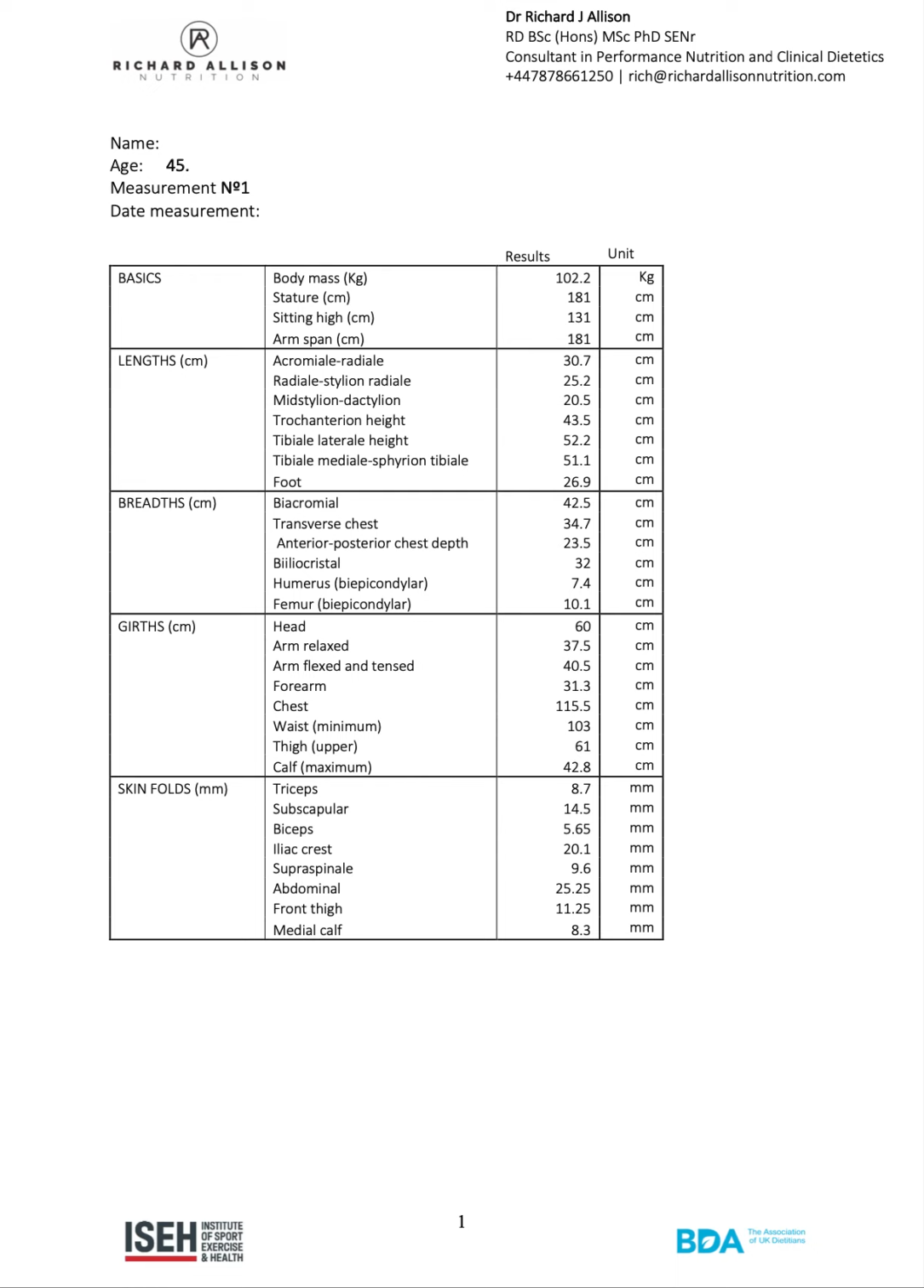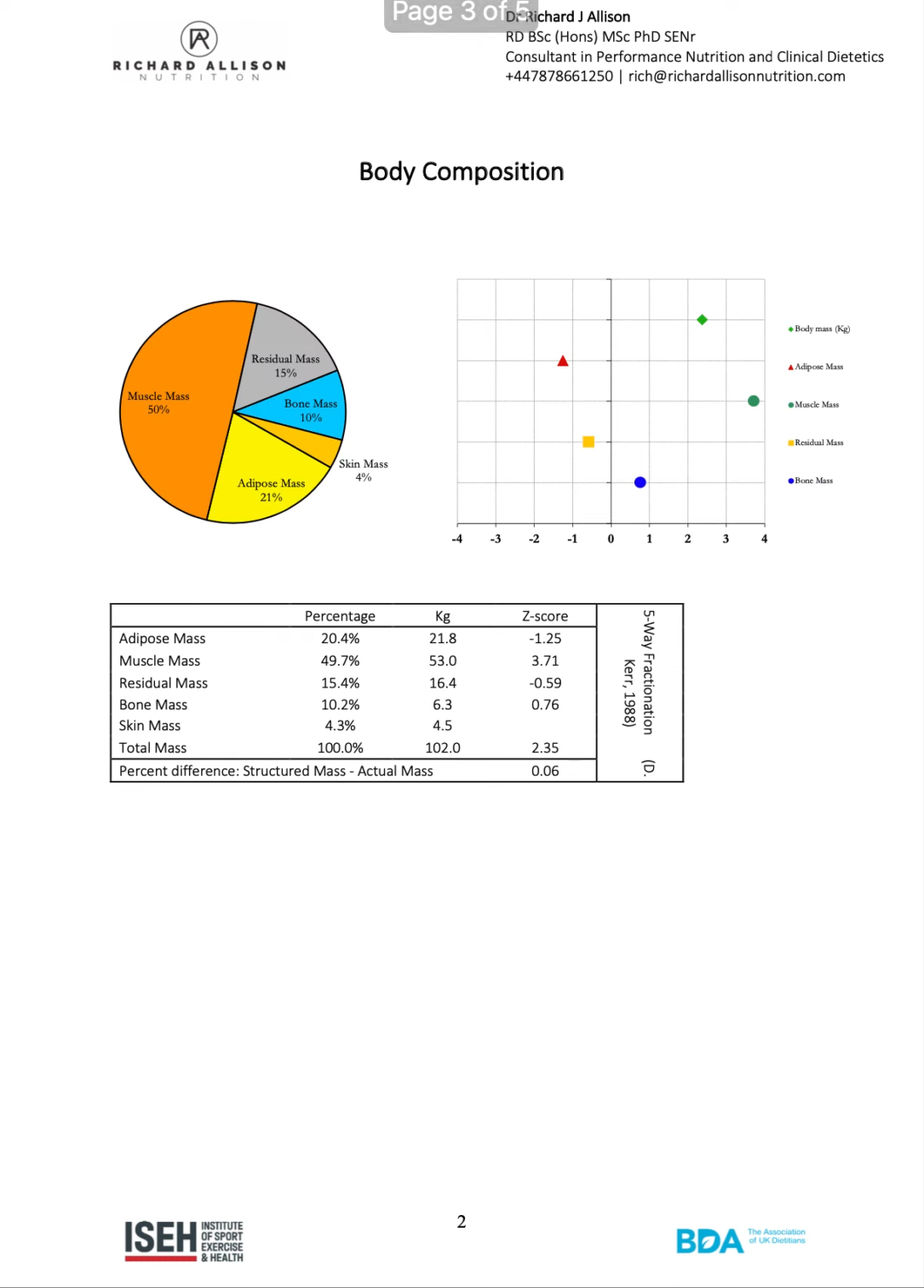So it requires a number of different measurements to be taken. As you can see on the left hand side, you've got basic measures, lengths, breadths, girths and skinfolds. Now the basics require stadiometers, so measuring height, and also scales to measure body mass. The lengths and breadths require special calipers to measure those. Girths require a special tape measure, and skinfolds are measured using Harpenden skinfold calipers. What we get from these data, which take approximately 20 to 30 minutes to measure, depending on the efficiency of both the participant and the practitioner, are these results here.